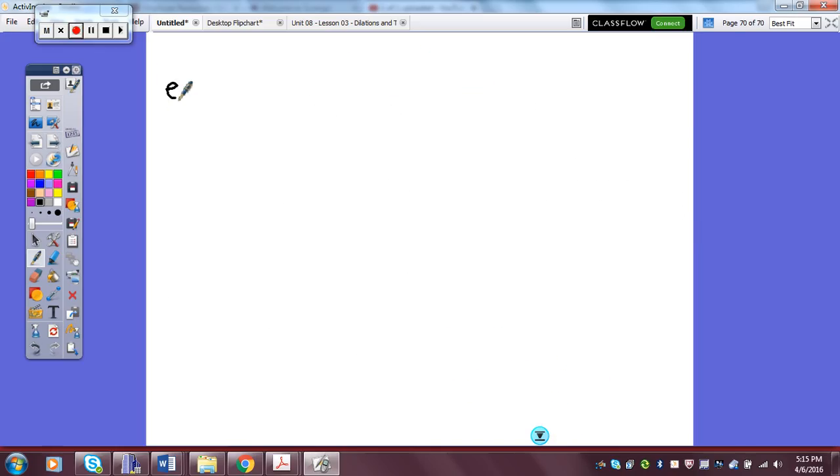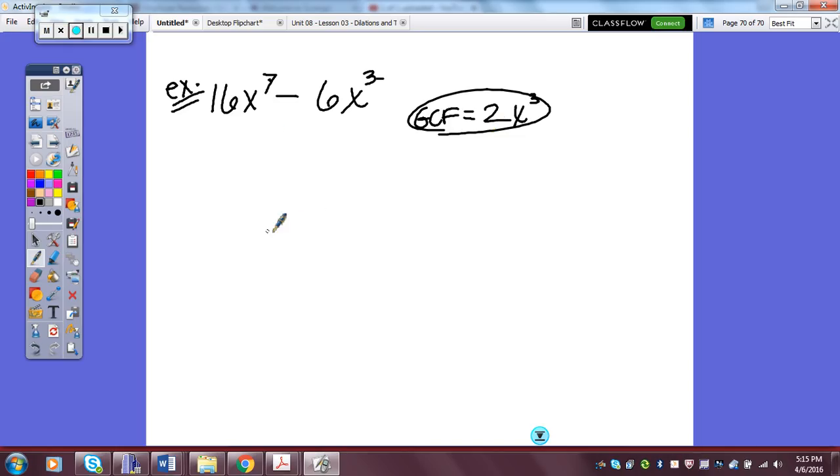I'm going to take 16x to the 7th power minus 6x to the 3rd power. My directions would say factor a GCF. So the first thing I'm going to do is look for a GCF. Looking between 16 and 6, what's the biggest number they have in common? 2. Looking between x to the 7th and x to the 3rd, what's the GCF? X to the 3rd. Remember last class we said the variable with the smaller exponent is always my GCF. So I found my GCF.